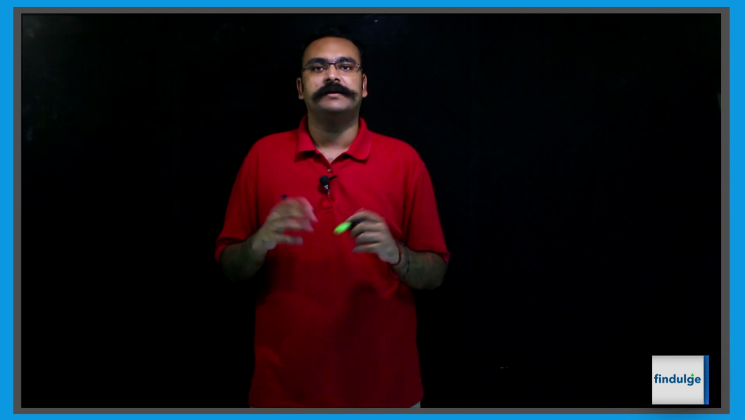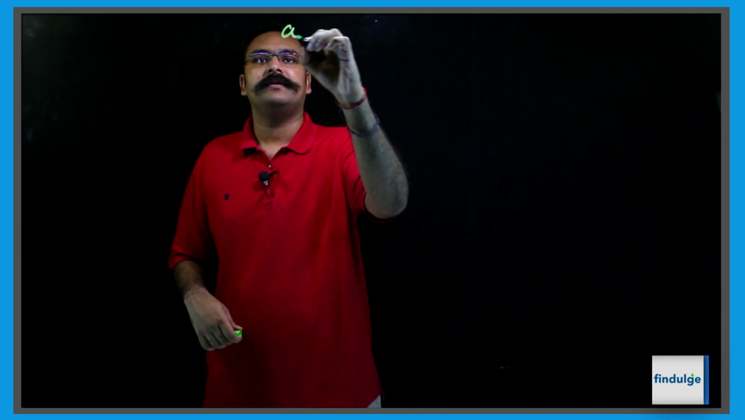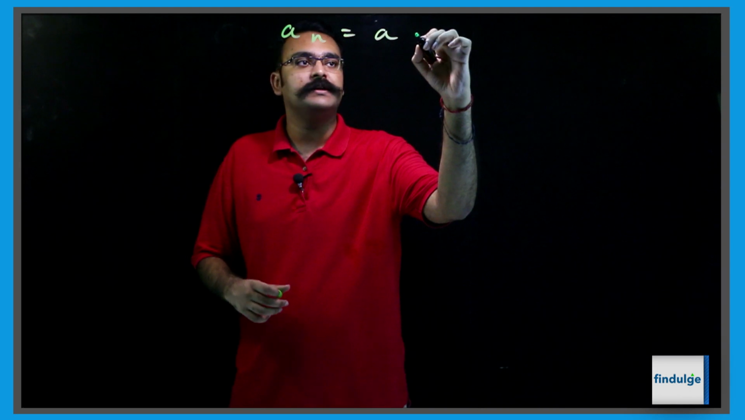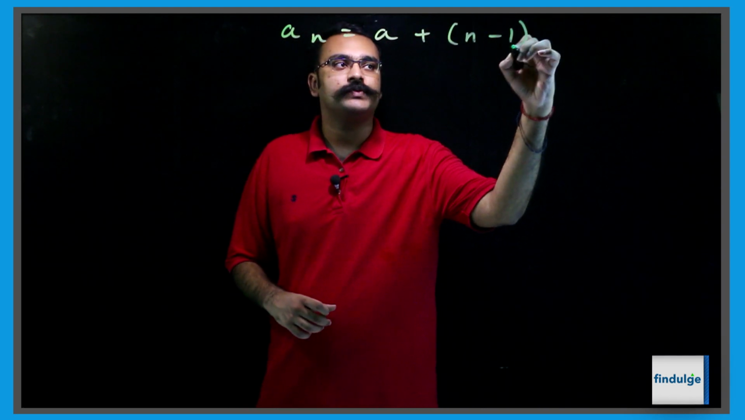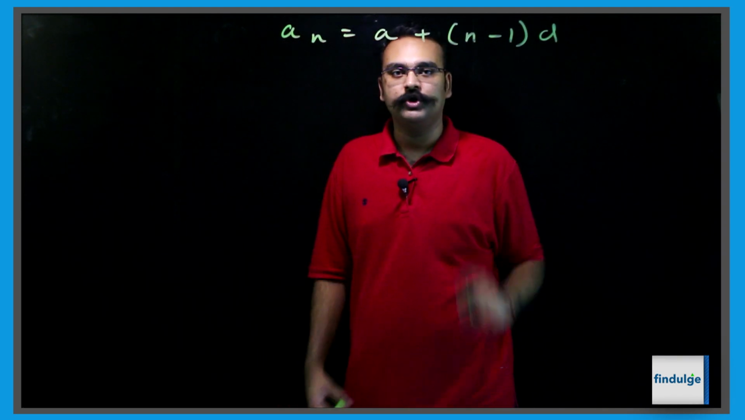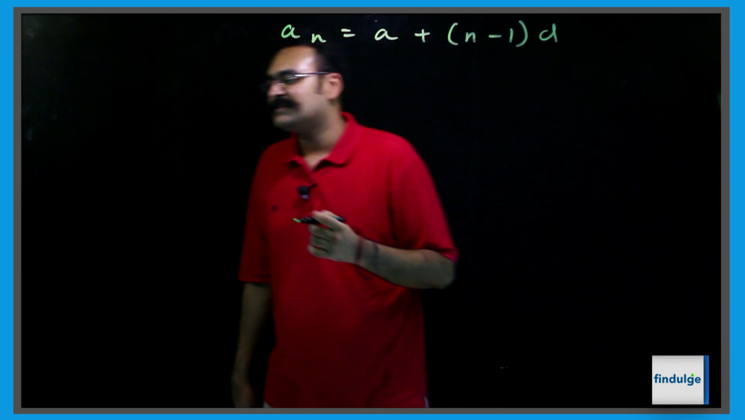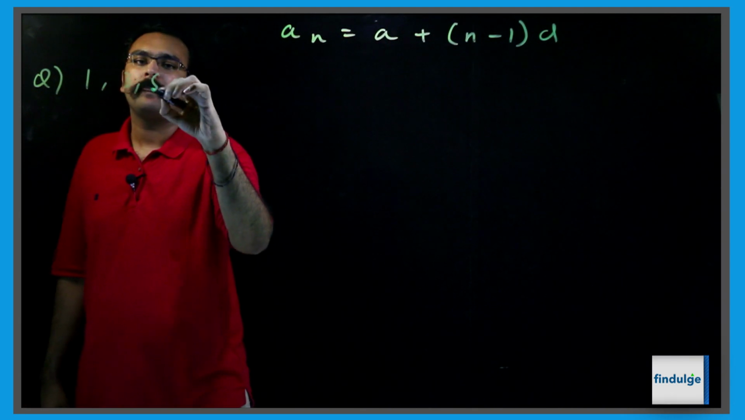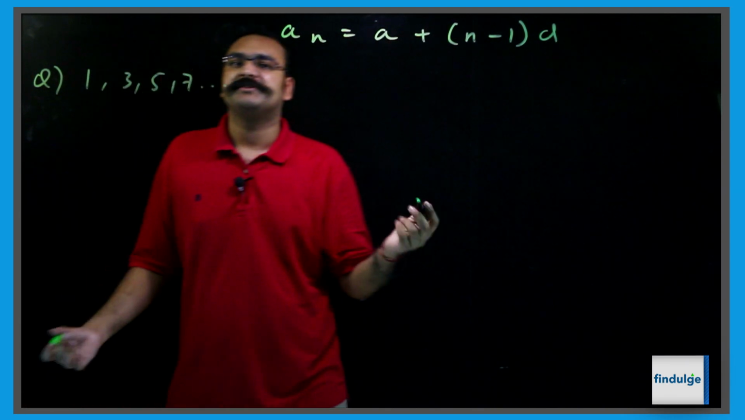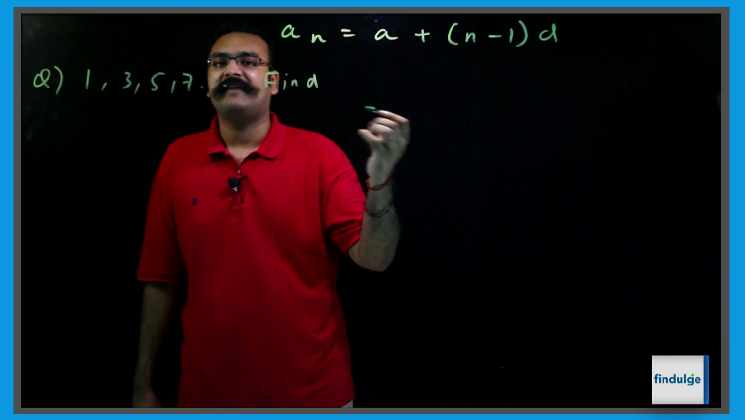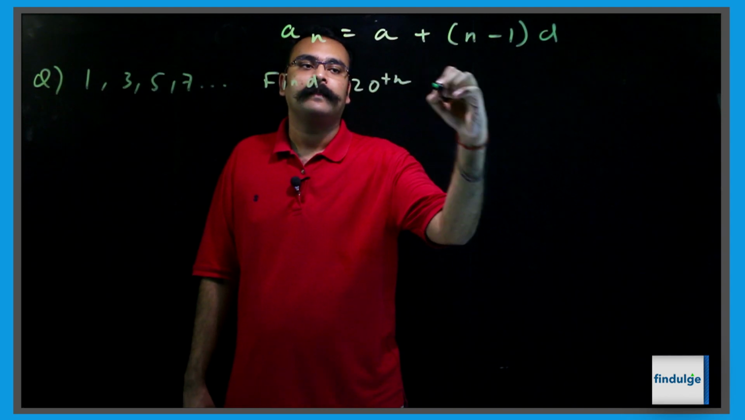So now let's look at some of the applications of the nth term formula. I'm just going to write it down. A of n is equal to A, which is your first term, plus n minus 1, where n is the nth term we want to find, into D, your common difference. The very first type of question is just straightforward. They will give you your AP and ask you to find some term. So let's say that this is your AP and we say find the 20th term.